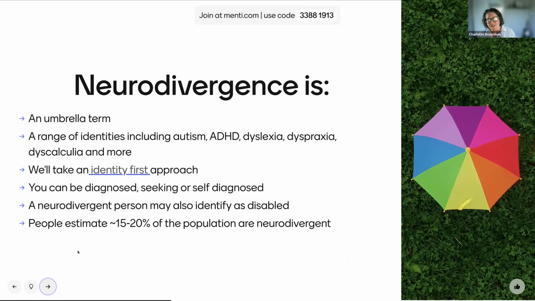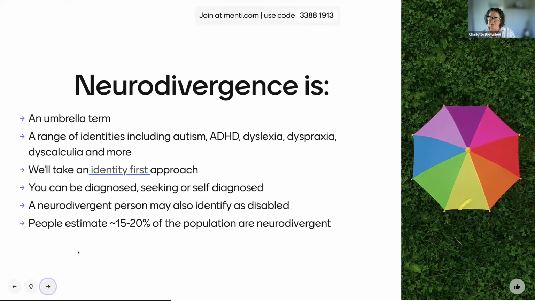So we're going to be taking a very much an identity first approach. So when we talk about language, it will be from an identity first preference rather than from a person first. We're trying to be as inclusive as possible within our research. So we're saying that people can be diagnosed, they can be seeking, they can be self-diagnosed, they can be querying those identity terms and just be not sure. So we're trying to be inclusive in terms of who we're considering and who we're bringing into the research.